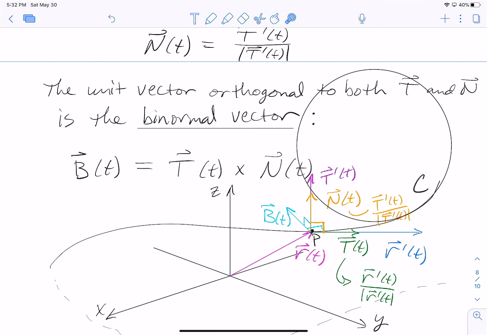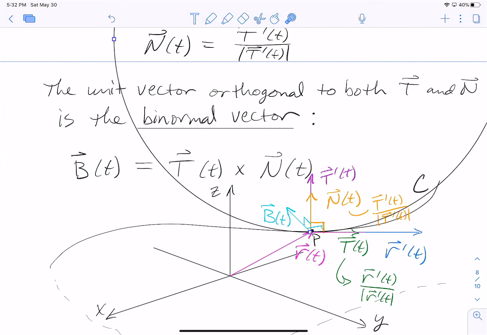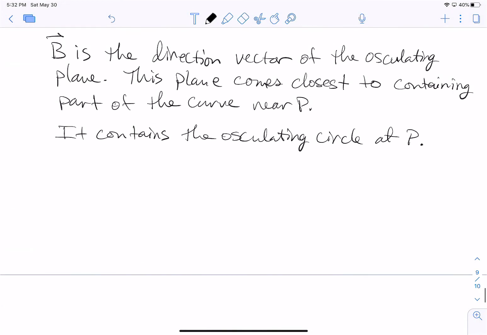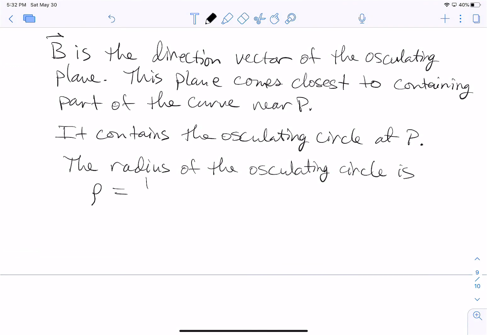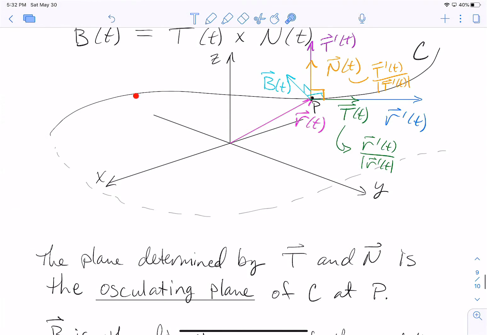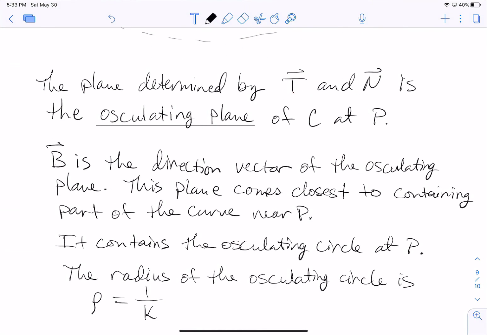And as you can see, the bigger the curvature, the larger the circle I need in order to capture a portion of the curve. Well, that circle is the thing called the osculating circle. The radius of the osculating circle is given by the Greek letter rho, and it is 1 over kappa, the curvature of the curve. And so the greater the curvature, the smaller the radius of the circle needed to capture part of the curve. And that circle is contained in the osculating plane. That osculating plane has a direction vector of B that comes from crossing T and N.